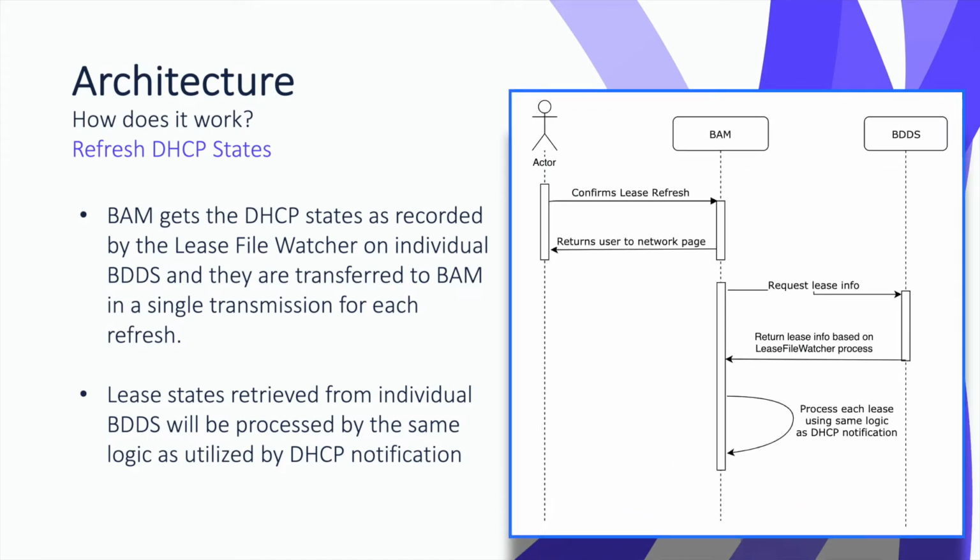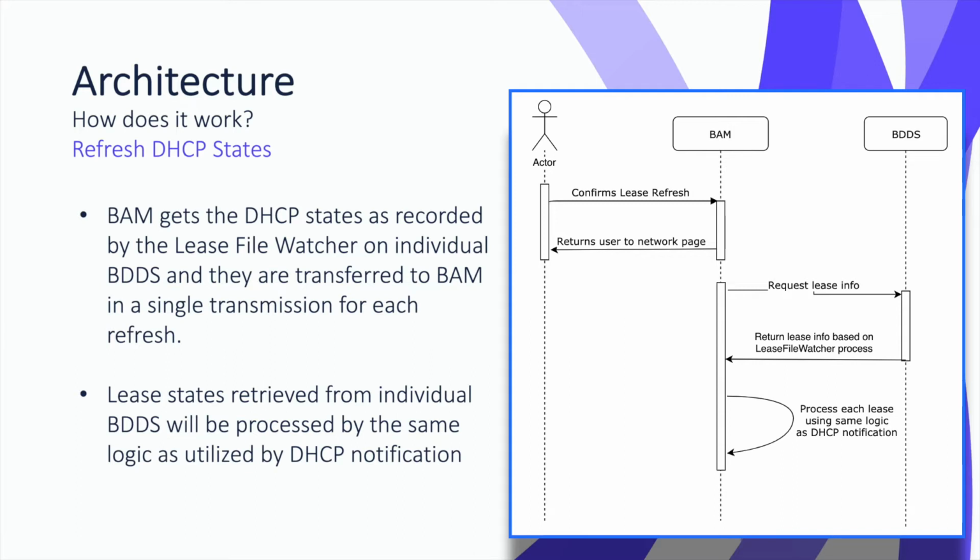Now let's look at how refreshing DHCP states works. Upon getting the refresh DHCP states request from Address Manager, BDDS sends lease states to Address Manager based on lease states that are recorded in the lease file watcher process, which is considered to be the source of truth for DHCP lease states. And for each DHCP lease refresh, BDDS sends all lease states in a single transmission.